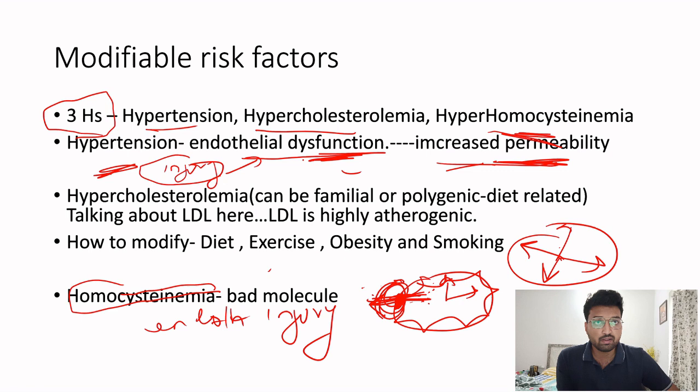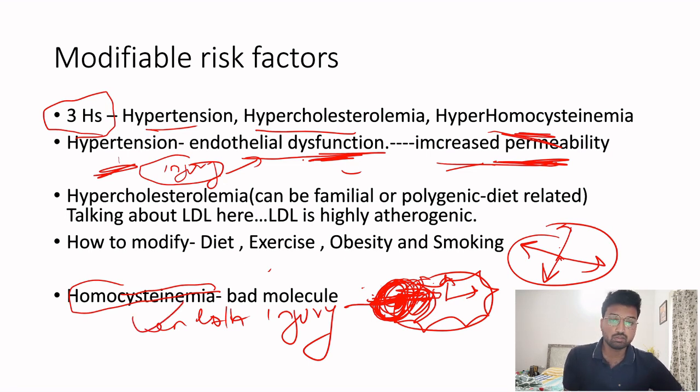There is a lot that will be taught in the pathogenesis. What happens when things go from here to here? Platelets go, monocytes go. Then there is plaque formation and the artery becomes narrowed. So we have talked about homocysteine and we have talked about hypertension.